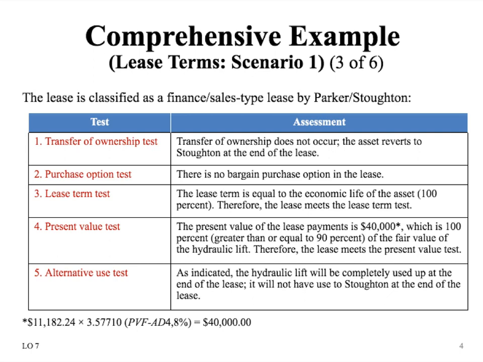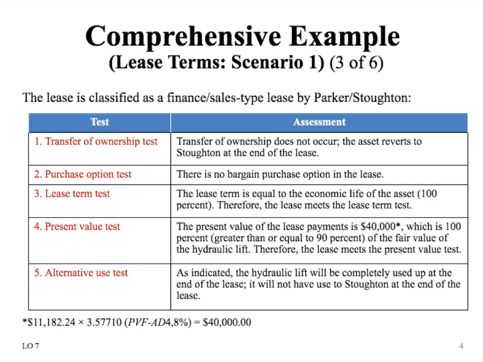What is the present value of lease payments? If you do the little calculation, you take the rental payments and multiply by the present value factor for annuity due with I equals 8 and N equals 4, you will get exactly 40,000, which constitutes 100% of the current fair value of this lift. Therefore, we meet the present value test. It's greater than 90%. I understand that this looks a little repetitive from the calculation we just did on the prior slide.